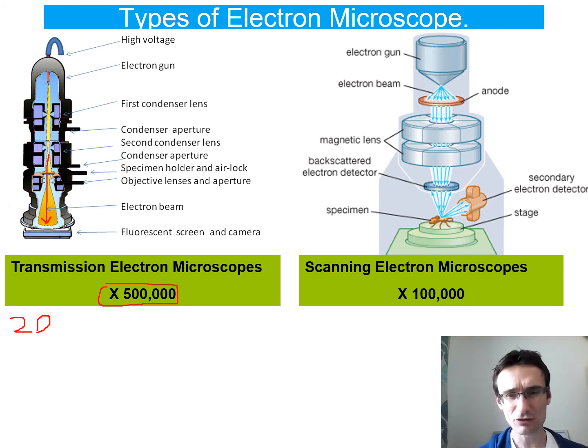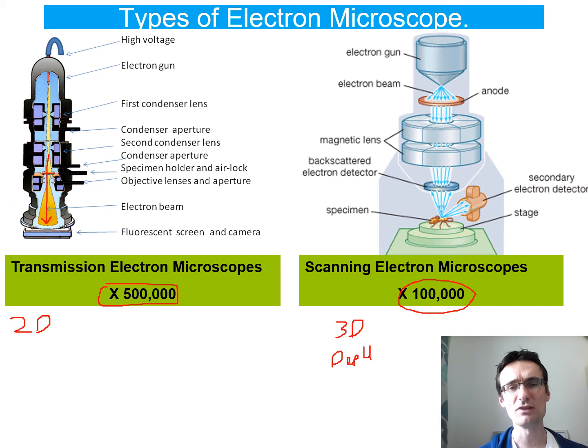A scanning electron microscope is different. It's got a much lower magnification, 5 times lower, but it's useful because it gives us 3D images. Now, why is that potentially useful? Because the third dimension, as you should know, is depth. So what that gives us is lots of surface detail.